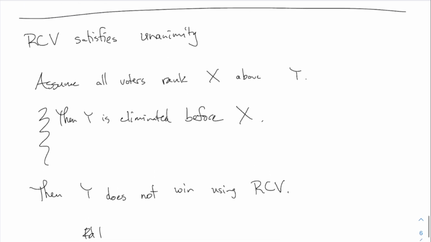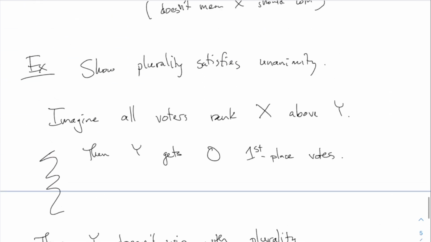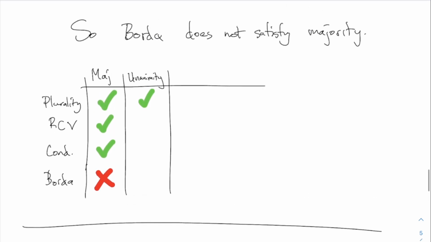The ranked choice does satisfy the unanimity, and I'm just scrolling back up to the chart. So there should be a check here. And the other two I'm going to ask you to explain on the homework also. The other two actually end up both being checks also. So these two are also checks.